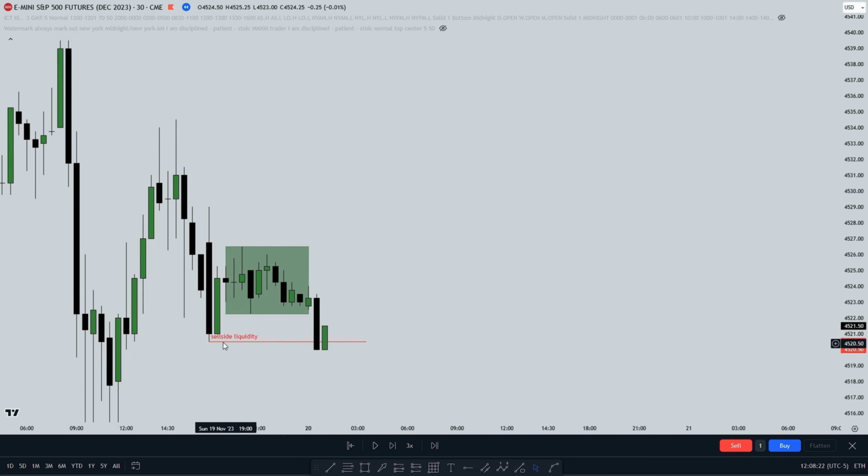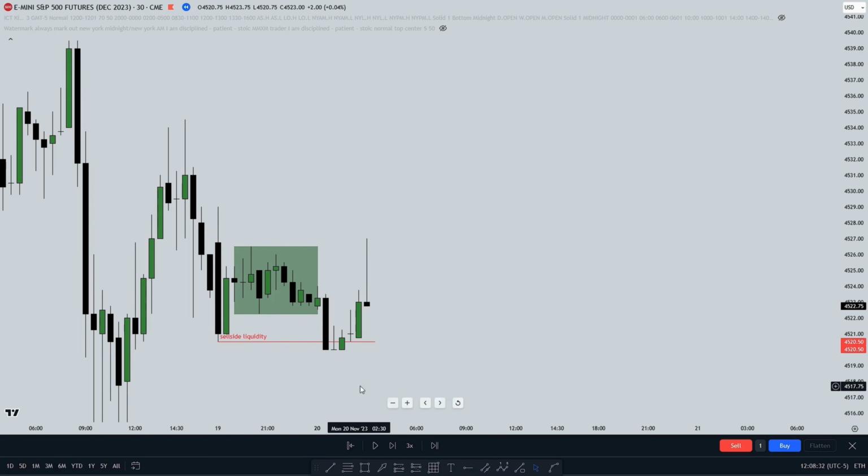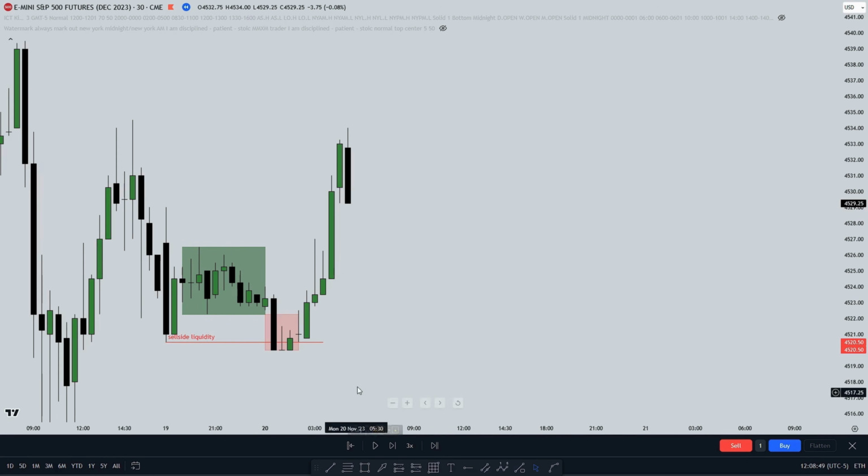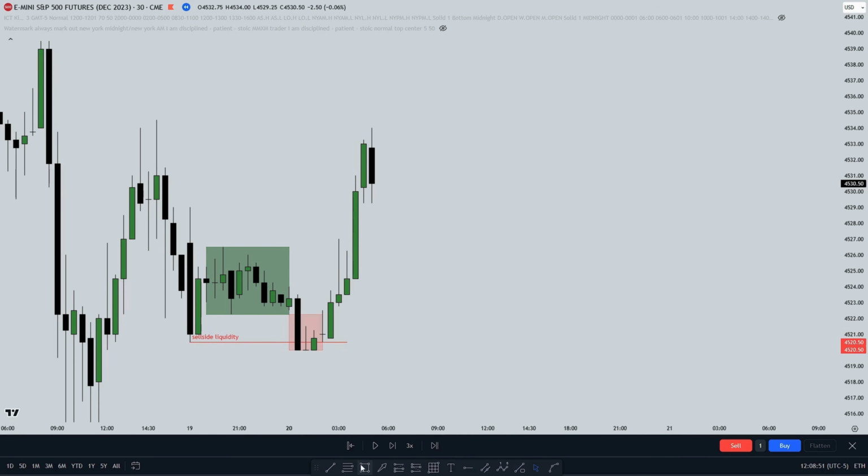So right here, we take out the sell side liquidity and exit the original consolidation. So now we want to see price going back into this consolidation. So right here, we move back into the consolidation. So this would be our manipulation move. So now that we have consolidation and manipulation, we want to see distribution. And this was our distribution.